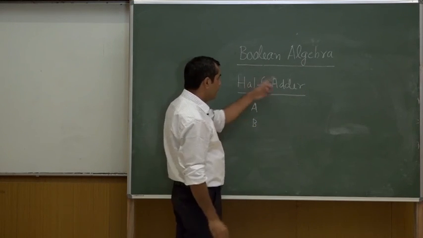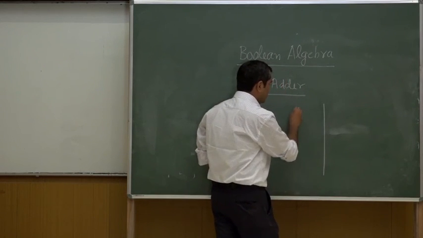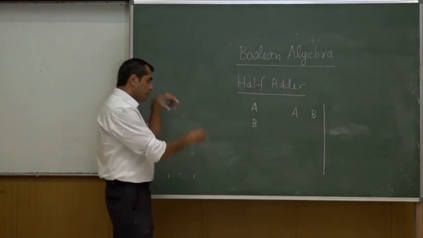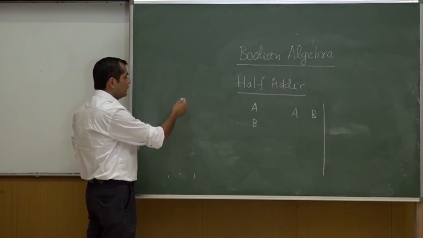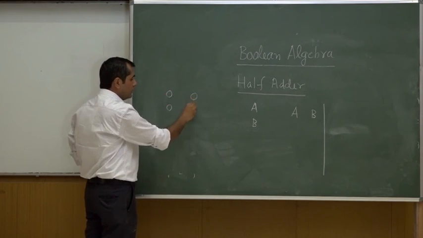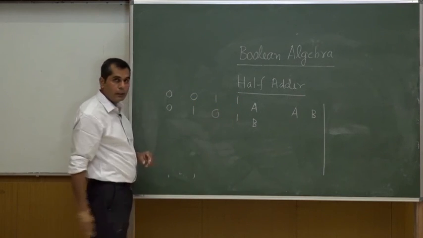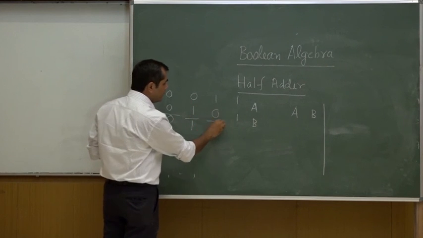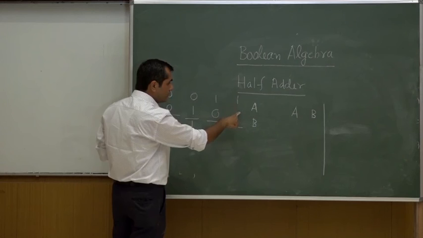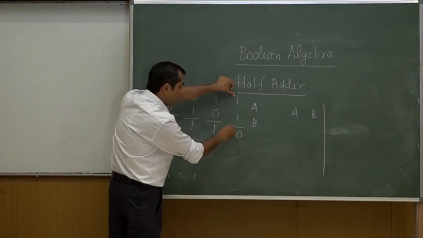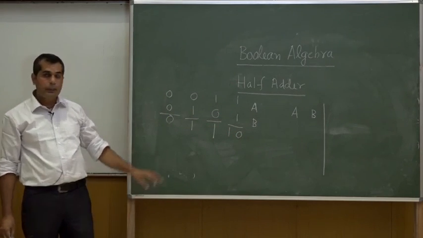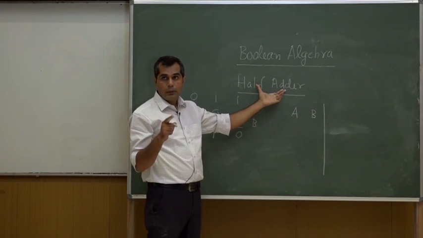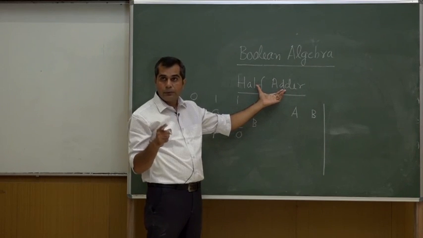So let me first write the truth table for this half adder. If the two inputs are A and B, you will find these combinations: 0 0, 0 1, 1 0 or 1 1. In case of 0 0, your summation is 0. 0 1 means your sum is 1. In case of 1 0, your sum is 1. But when there are two inputs and both are 1, then your sum becomes 0 and you also find a carry. So there should be two outputs in this half adder circuit. One should address the sum part and the other one should address the carry part.